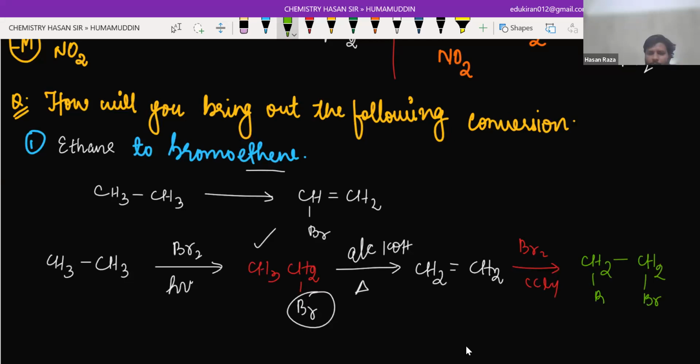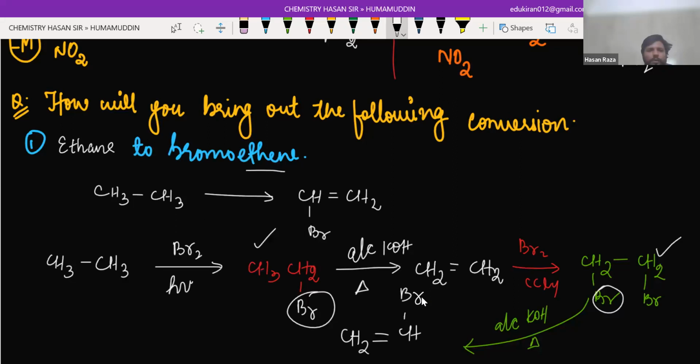Now, after this, again you are going to do alcoholic KOH and heat. Then you can see any one of the bromine from here and hydrogen from here you are going to remove. So what it will be is CH2 double bond CHBr, which means bromoethene, you got it. Is that clear, both of you? Yes.